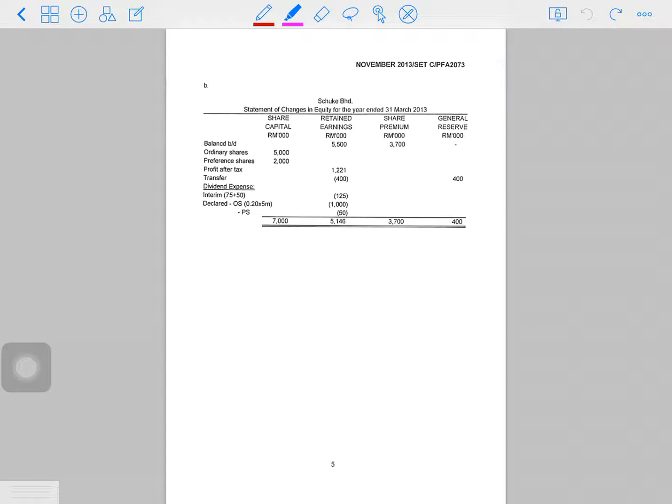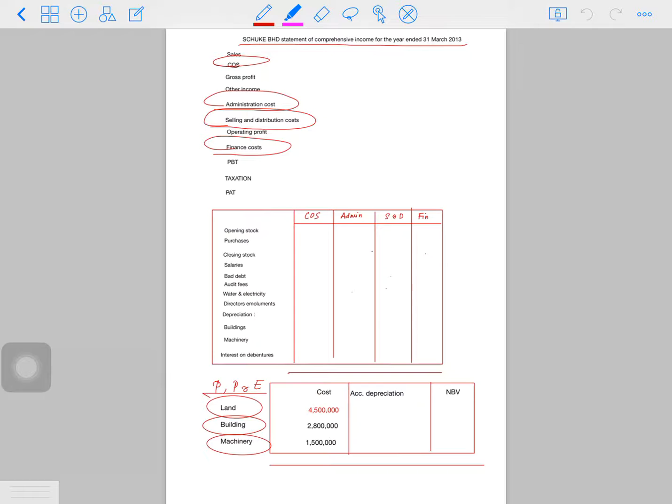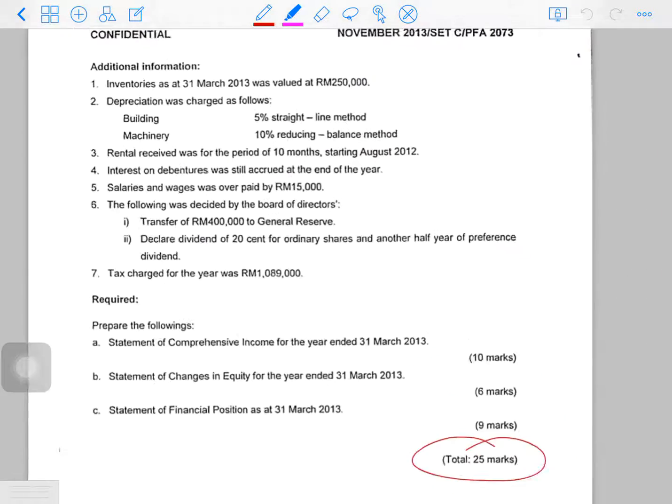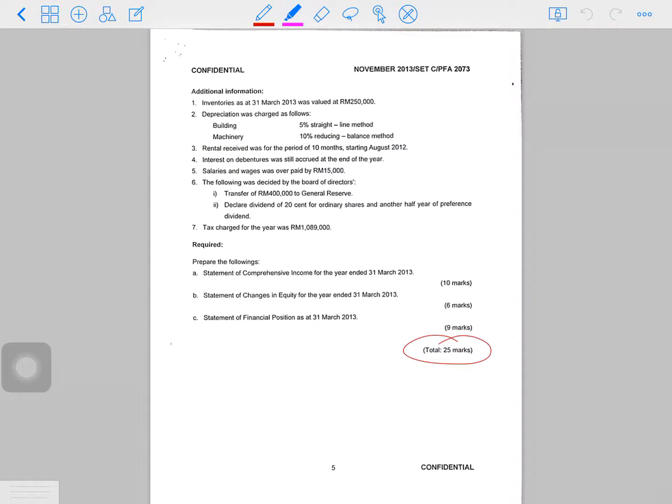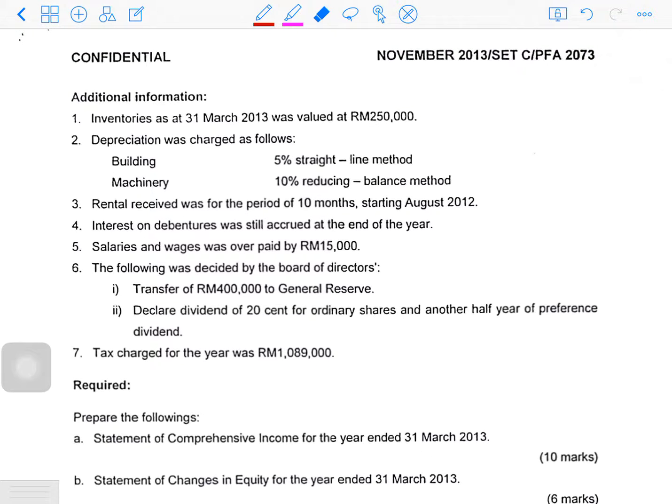Once you have done that, you need to go through the additional information one by one. So let's take a look at this additional information one by one. The first additional information here is with regard to inventories, which is the closing stock.